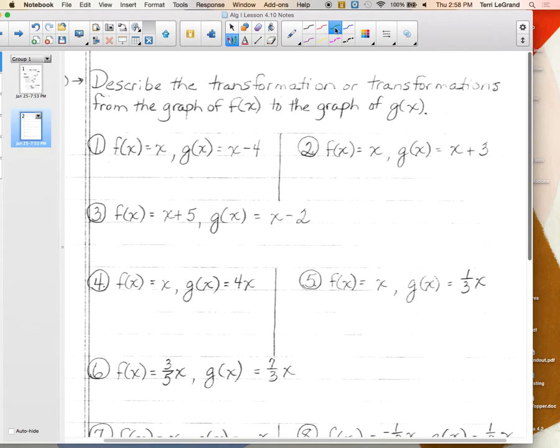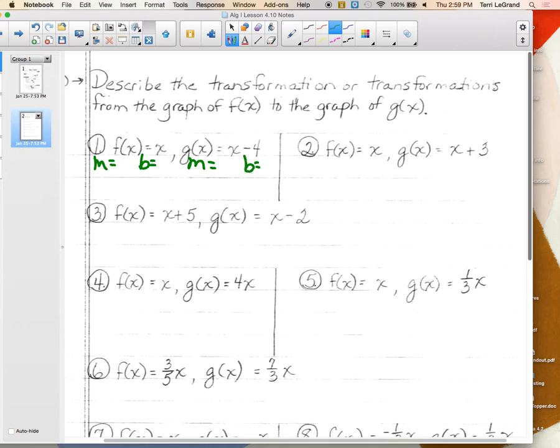Here's the first thing we're going to do. We're going to take the two functions and identify their slope and their y-intercept, because those are the things that help us decide what happened. So we're going to say m equals, b equals for that function, and m equals, b equals for the other function. Here f of x is our starting function, and g of x is our transform function. What's the slope and the y-intercept of f of x?